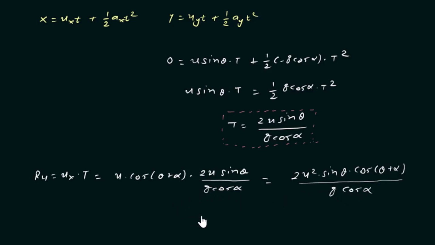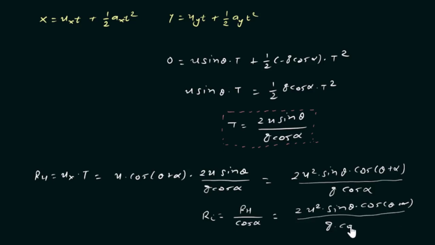Similarly, I can find the range along the inclination, which equals the range along the horizontal divided by cos alpha. So it will be 2u square sin theta cos theta plus alpha divided by g cos square alpha. So we are going to have two kinds of ranges: one is the range along the horizontal, and the second is the range along the inclination.